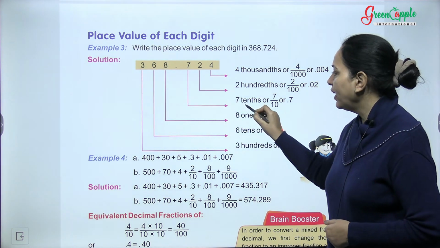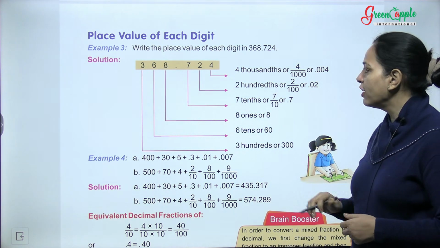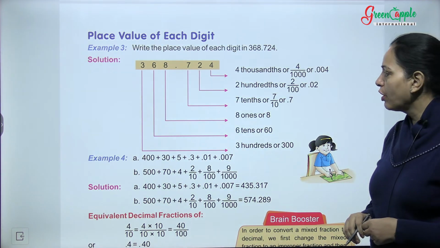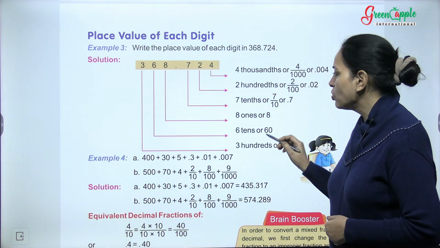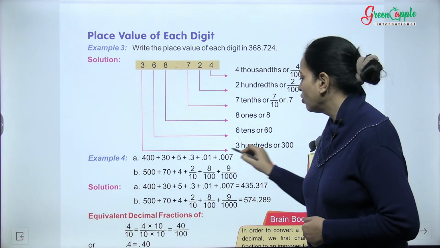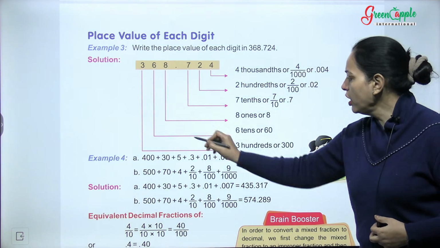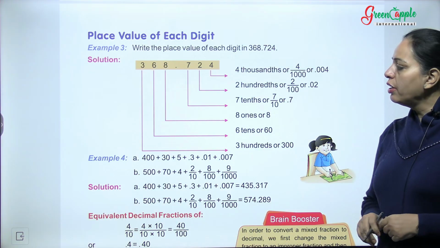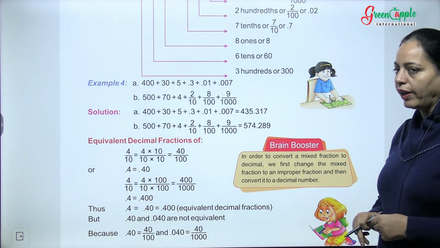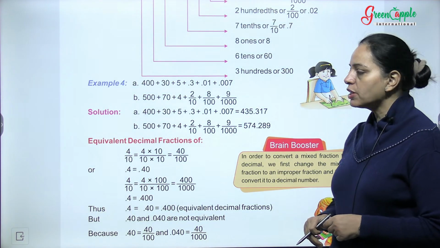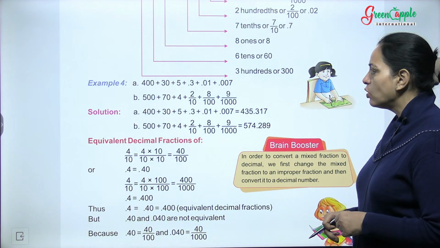Now 7 is at tenths. 7 tenths or 7 by 10 or 0.7. Now 8 ones, 8. 6 tens, 60, and 3 hundreds, 300. Now example 4, A part: 400 plus 30 plus 5 plus 0.3 plus 0.01 plus 0.007.